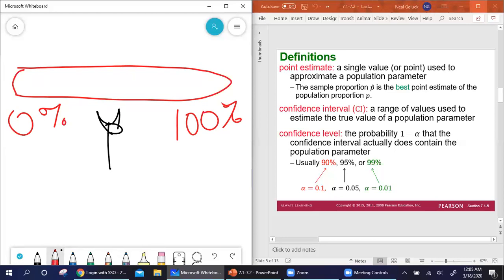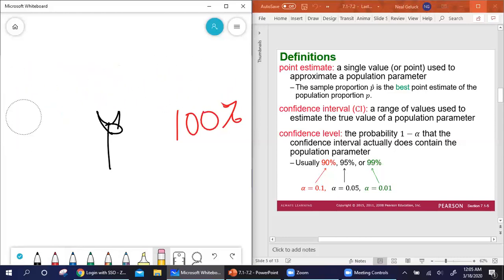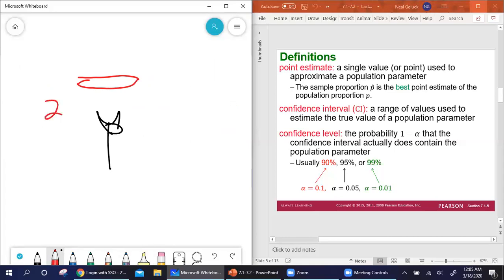Now, conversely, if I want to be more precise, meaning squeezing that lasso together, if I really want to make sure I get that right number, and I have something between, I don't know, 29% and 31%, I have to give up confidence. Since my lasso is so tiny, I know that I can't be as confident that my lasso is going to catch that cow. So there's a trade-off.